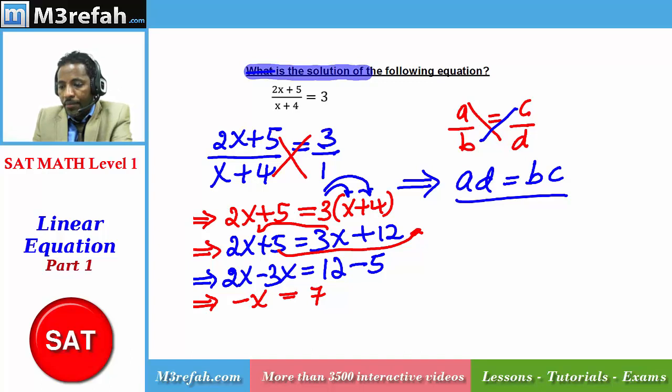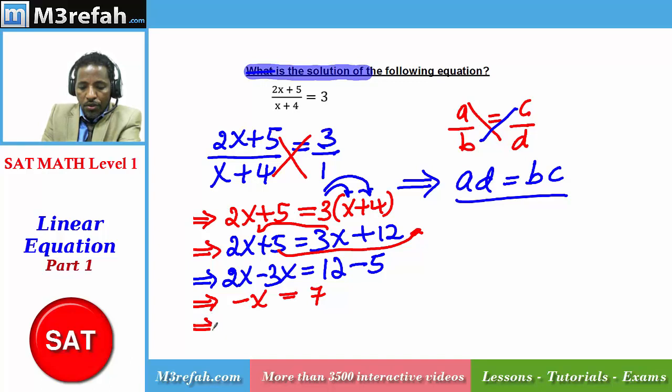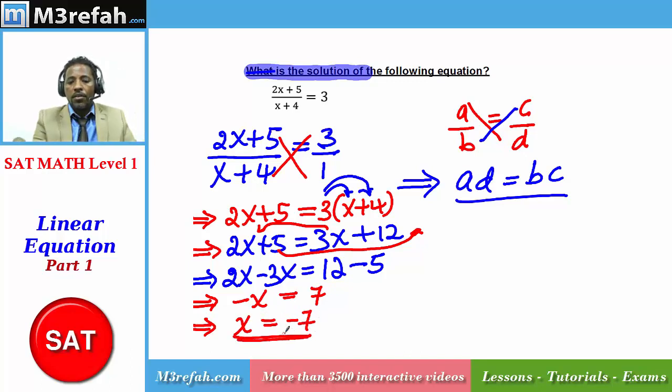So find a way to get rid of this negative sign. What should you do? You have two ways. Either you multiply both sides by negative 1 or divide both sides by negative 1. If I multiply both sides by negative 1, it will give me x equal to negative 7, because finding the solution of an equation means to find the value of x which, when plugged into the equation, will give equivalent values on both sides of the equal sign. So this will be the answer to the question.